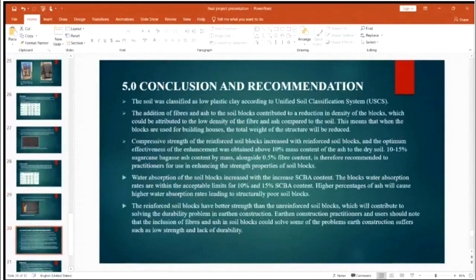For the conclusion, we classify soil plastic waste. Find the ash contributed and the density of blocks, the compressive strength. Okay, that's it.